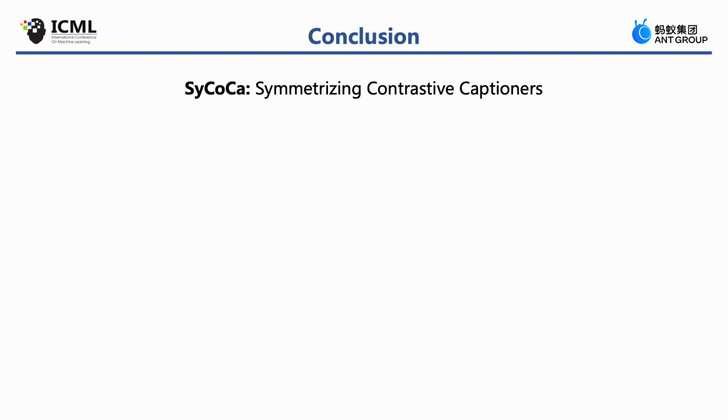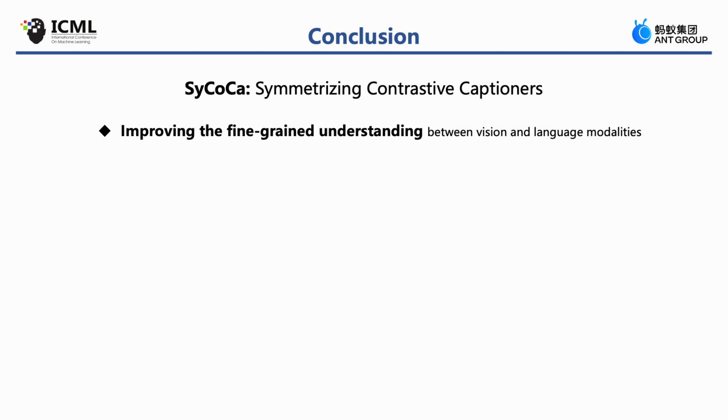In summary, in this paper we introduce a novel vision language pre-training method called SyCoCa, which aims to further enhance the multimodal alignment. Our approach focuses on improving the fine-grained understanding between the vision and the language modalities, and by incorporating the TGMIM training objective into the CoCa framework, we establish bidirectional local interactions, which leads to a precise and fine-grained alignment between the vision and language modalities.